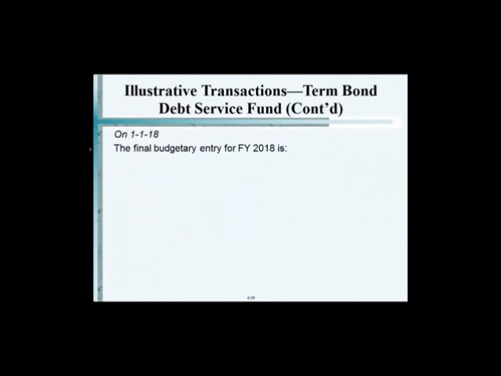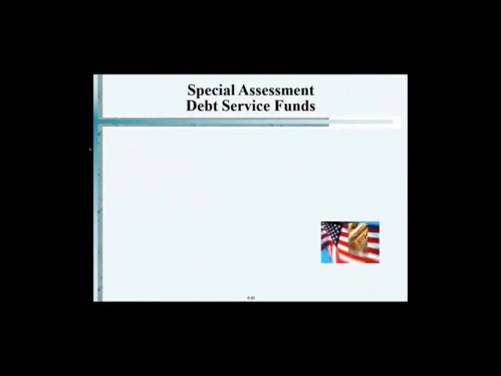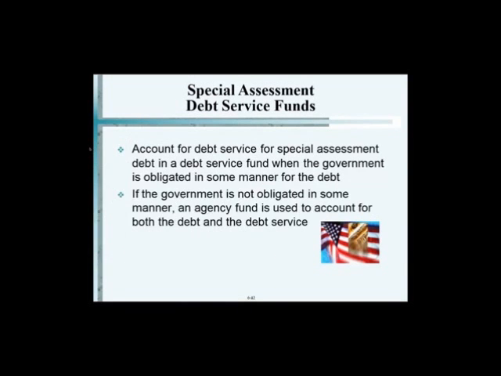Okay, special assessment debt. Just a quick note. There's debt which is paid by general property taxpayers, and then there's debt which is paid by those people who benefit from the improvements. That's called what? Special assessment debt.